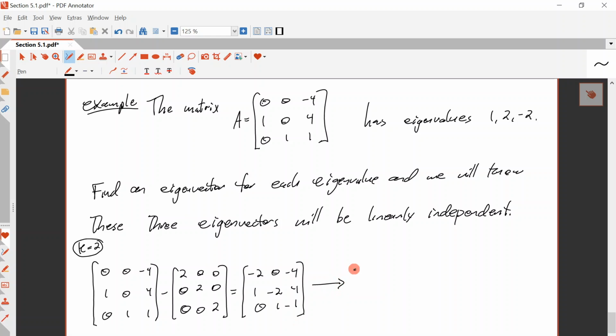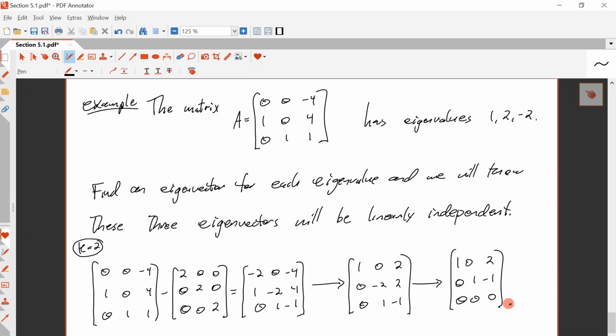And we want to do row reduction of this. So I'm going to multiply this row by negative a half. That's going to give me 1, 0, 2. And then subtract that from this row. So 1 minus 1 is 0, minus 2 minus 0 is minus 2, and then 4 minus 2 is 2. 0, 1 minus 1. Right, and then I'll flip these two rows around and subtract. 0, 1 minus 1, 0, 0, 0.